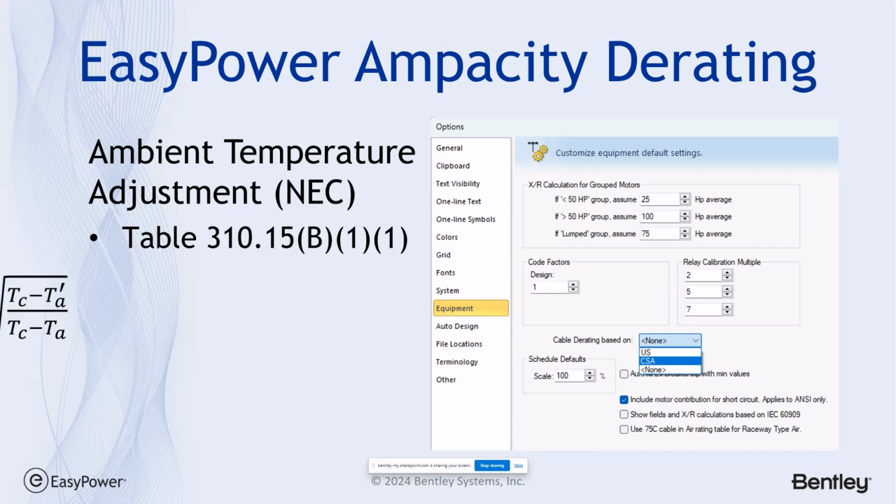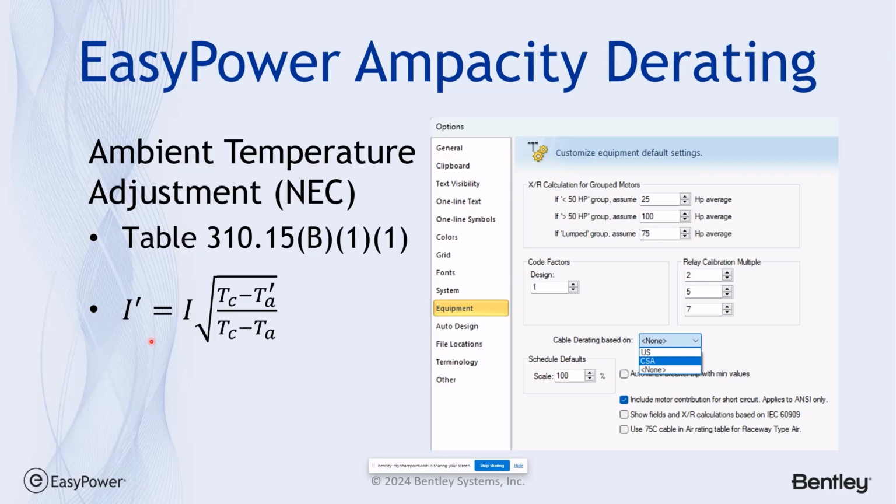We can also adjust cable ampacities within the program based on this equation here, in which the adjusted ampacity I prime is based on different ambient temperatures, TA prime. The program will switch between these two depending on whether or not the ambient temperature you specified is a standard one from the table or is not present in the table, in which case this equation is applied. So it gives you a broad coverage of possible ambient temperature corrections here.